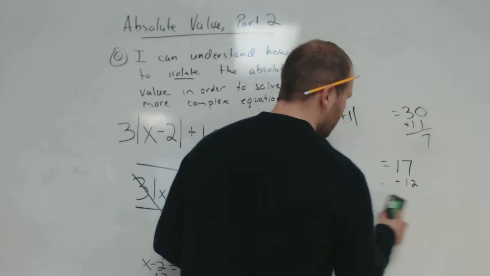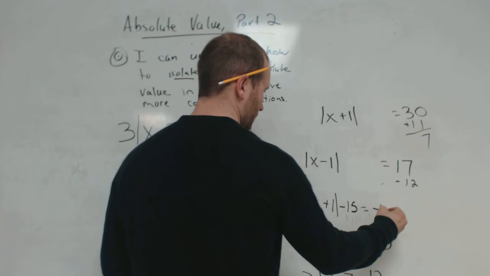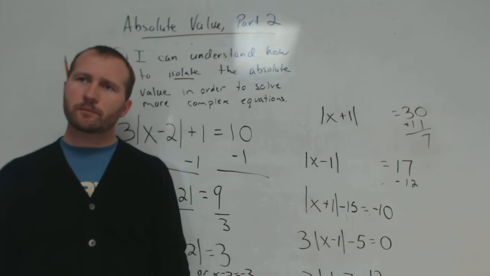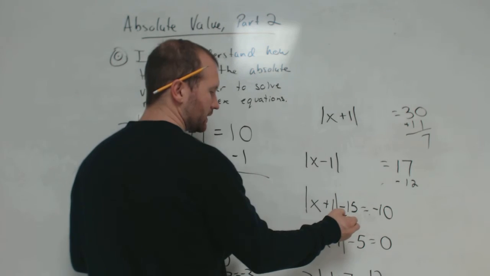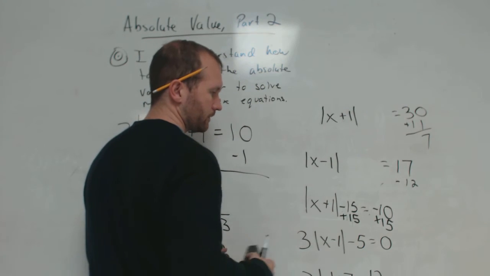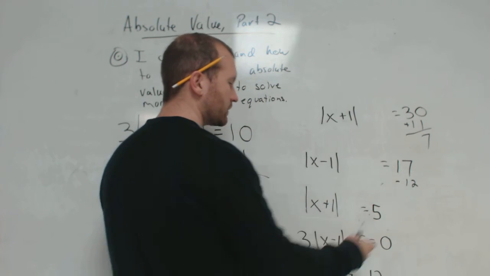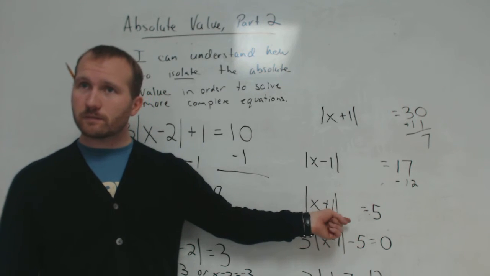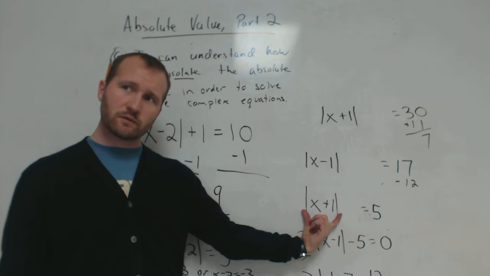Because watch, what if this problem had said this? The absolute value of x plus 1 minus 15 equals negative 10. I don't know if there's a solution to that yet. So I'm going to add 15 to both sides. What is negative 10 plus 15? 5. Yeah. So now all of a sudden I have the absolute value of x plus 1 equals a positive number, so I can solve this one. So in order to tell if there's no solution, I first have to isolate my absolute value.